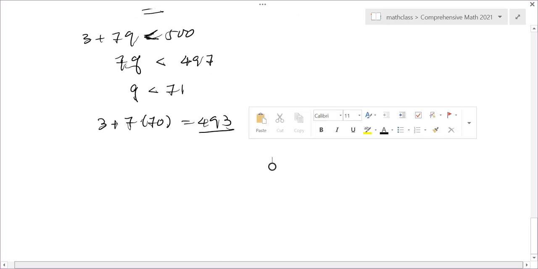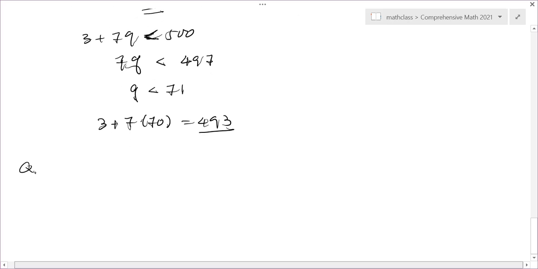So our next problem: we know that A and B are integers.